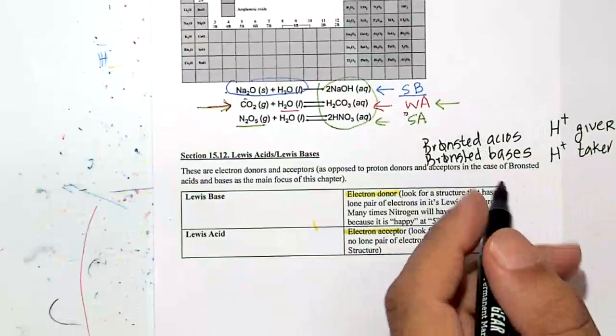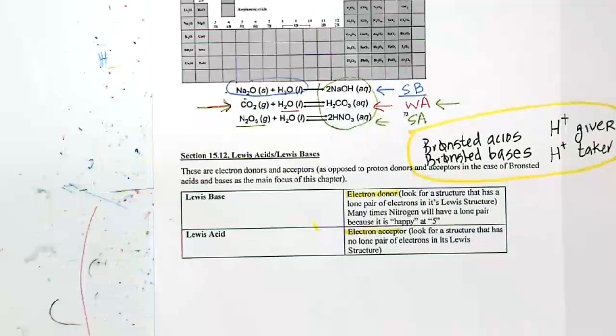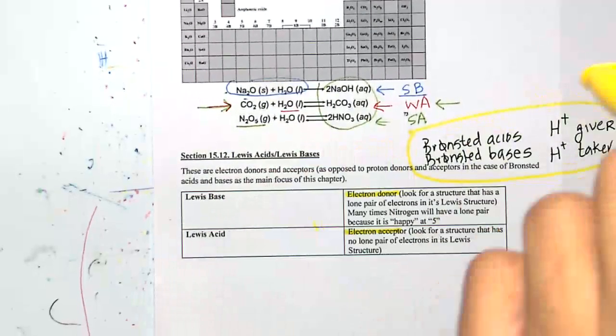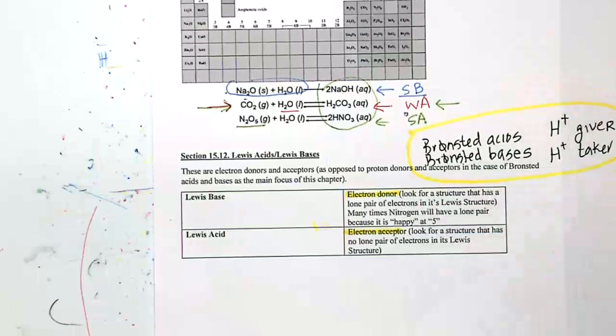What we've been talking about in this class is the give and take of protons. But if you take organic, there's something called Lewis acids and Lewis bases. So this is organic. This is what we'll focus on in the exam, the give and take of protons.